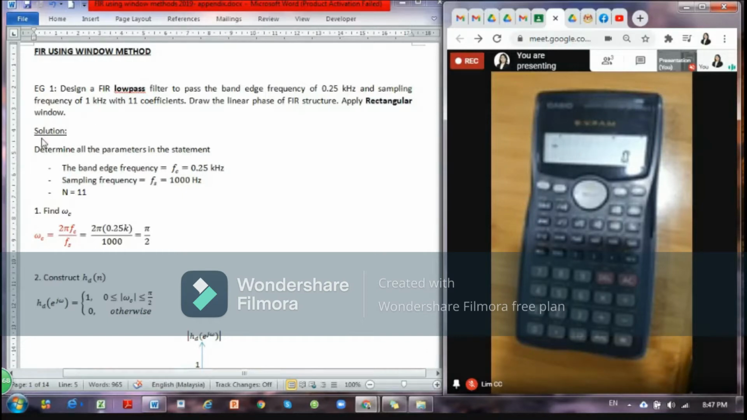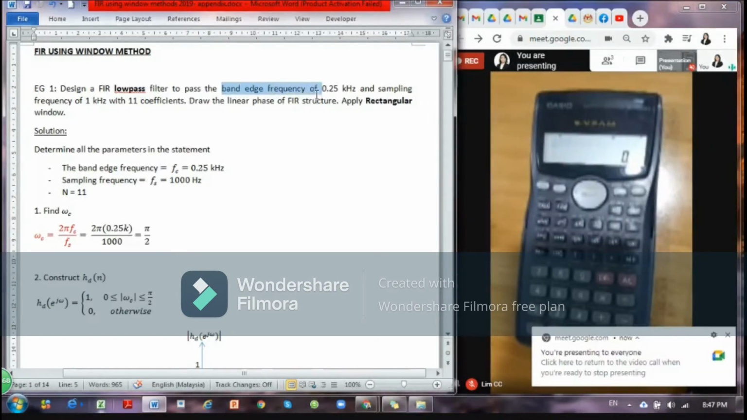So for these questions, we need to do the solutions. First thing, we have to determine all the parameters in this statement. From here, we know that the band edge frequency is 0.25 kilohertz, so Fc equals 0.25 kilohertz. Then the sampling frequency Fs is 1 kilohertz. Then we have 11 coefficients, which means N equals 11. Then we have to draw and design.